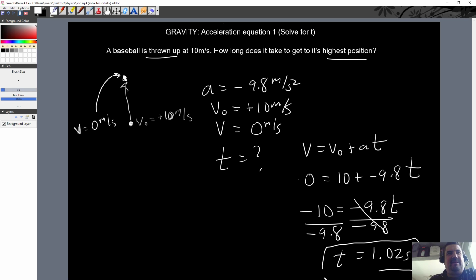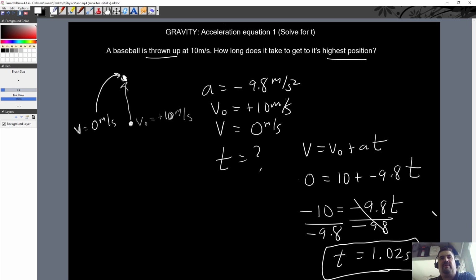Why is it the same amount of time as last time? Well, they threw it up twice as fast, of course. So last time it took 1.02 seconds to get there and all the way back, but remember, they threw it at 5 meters per second, a lot slower. Here they're throwing it twice as fast, and it takes that long just to get up here. Okay, so that's why, and that's the correct answer, and that's how you solve it.